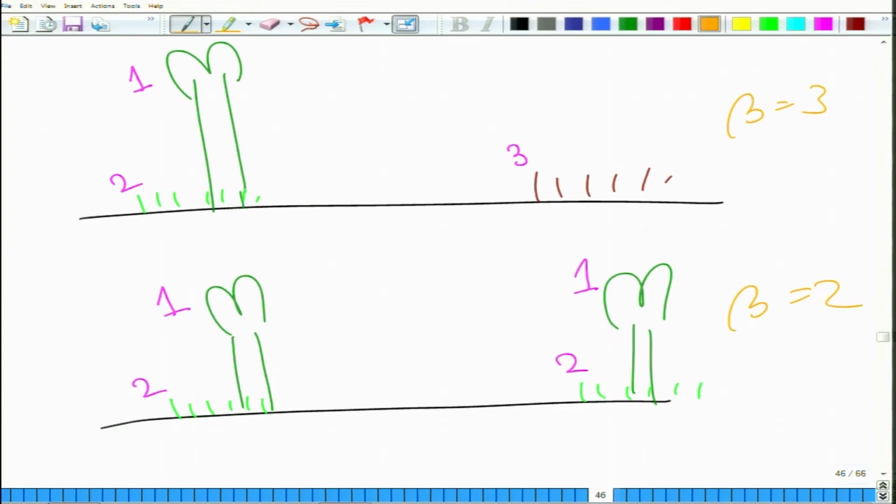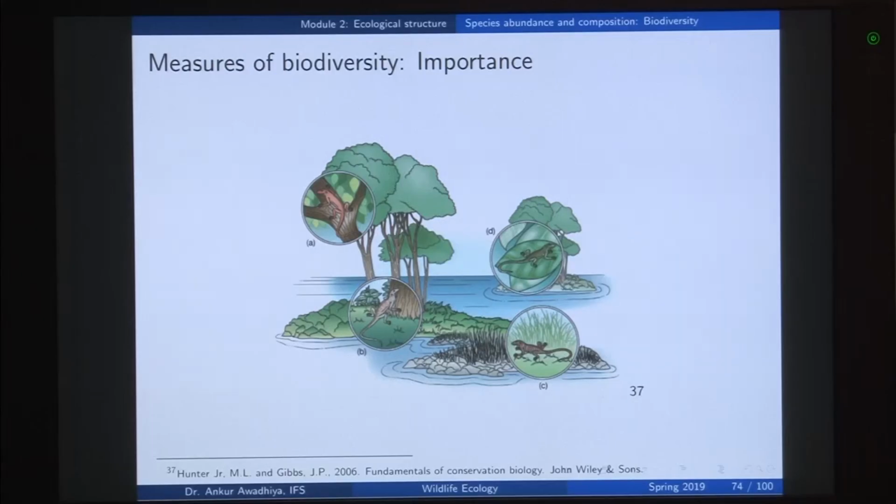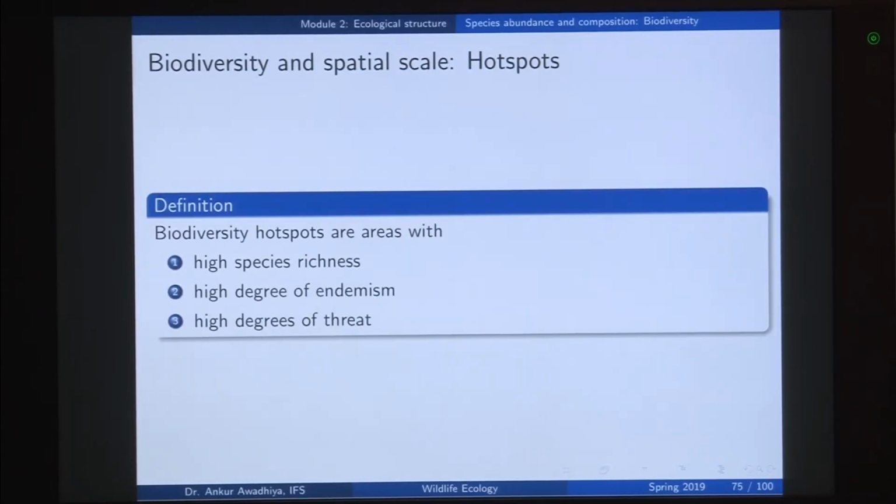Now, we make use of all this information to decide where to concentrate our conservation efforts. So, we define some areas as biodiversity hotspots. Biodiversity hotspots are areas with high species richness. So, they have a large number of species, and a high degree of endemism. Endemism means that the species found in this area are not found anywhere else.